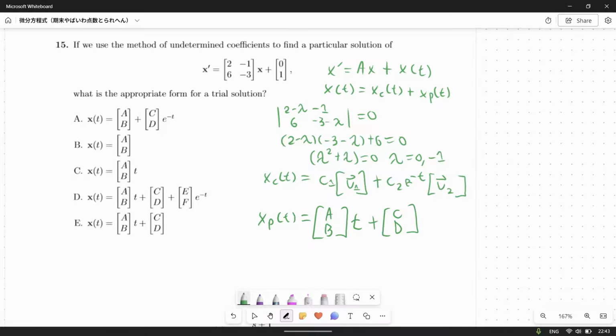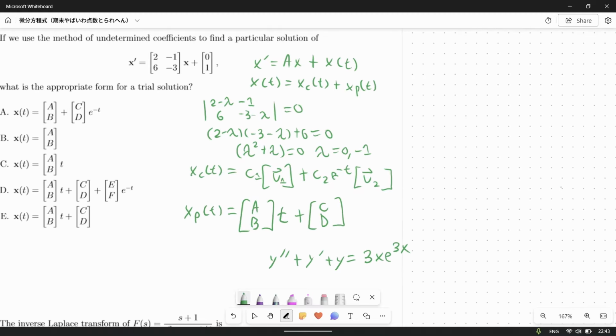undetermined coefficients. Usually, let's say we had a differential equation that looks like y double prime plus y prime plus y is equal to, let's just say, 3 times x e to the 3x. Usually we know that when you're trying to come up with your guess using undetermined coefficients, y sub p of x would just be equal to ax times e to the 3x plus b times e to the 3x. You can see how we have two terms there because of this x here.